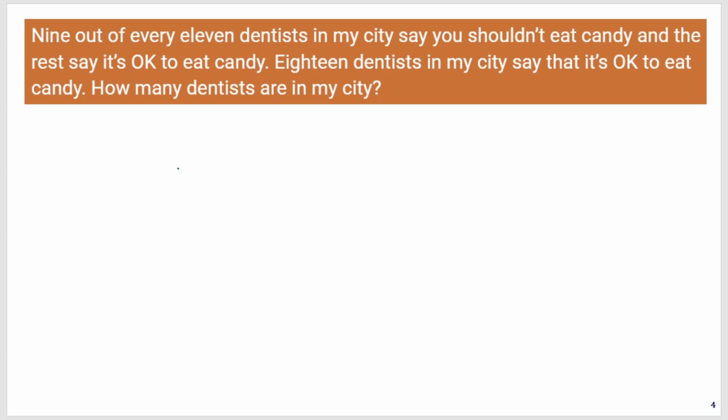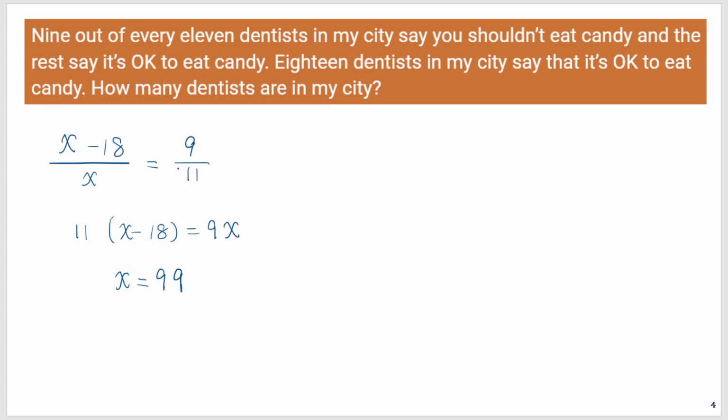Okay, again, this is a straightforward question, right? So suppose we use X to denote the number of dentists in my city. Then we have X minus 18 over X equals 9 over 11, right? And cross multiplication gives us 11 times X minus 18 equals 9X. And of course here we can solve X is 99, which means there are 99 dentists in my city, right?